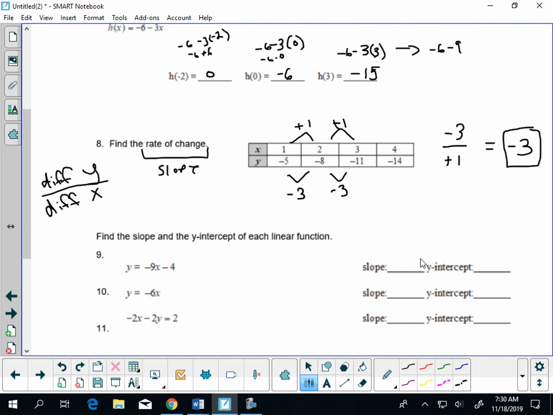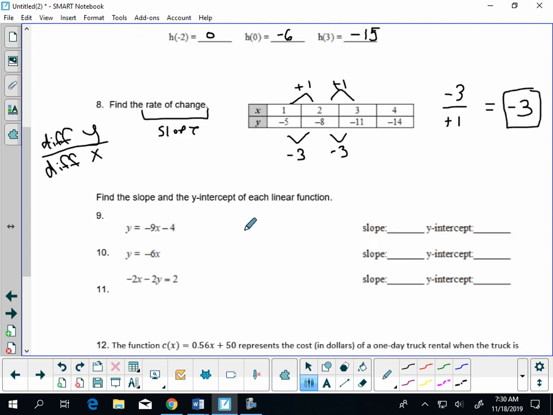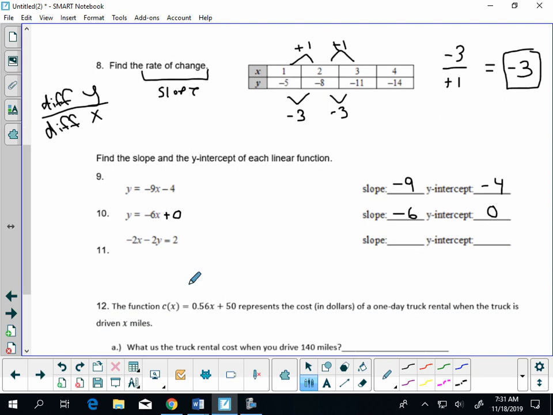All right, 9 through 10, we need to find the slope and the y-intercept of each one. Well, this one is written in slope-intercept form, so that's easy. My slope is negative 9. My y-intercept is negative 4. And I think on number 10, if I just put plus 0, you would see that right away. My slope is negative 6. My y-intercept is 0.